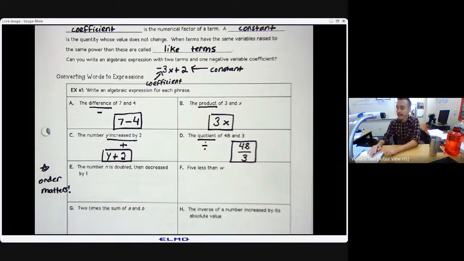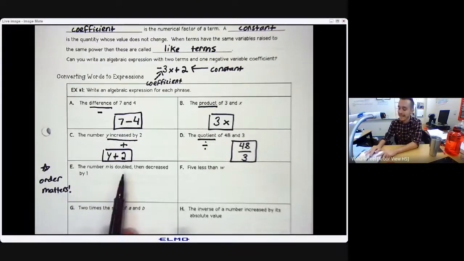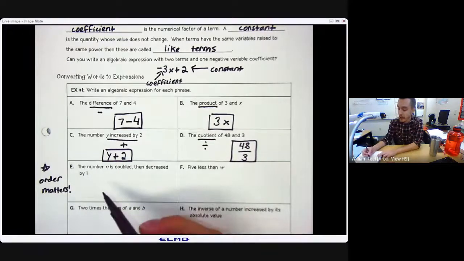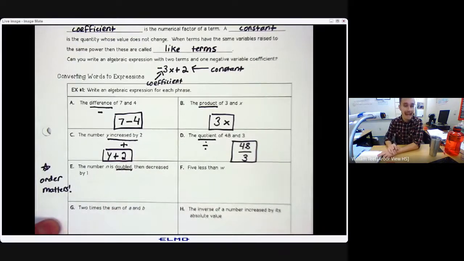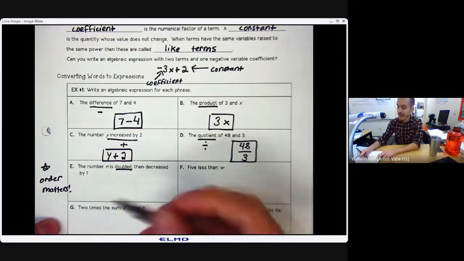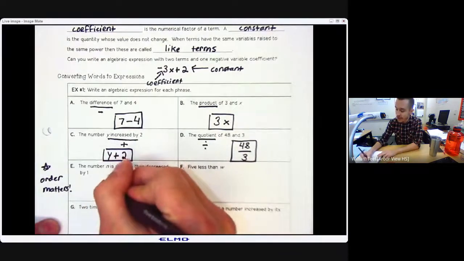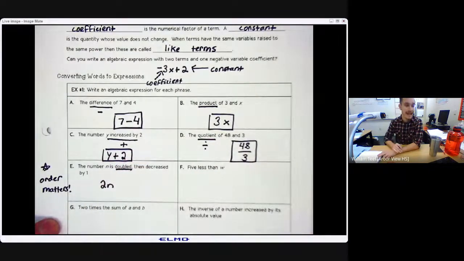expression. So for part E, we said the number n is doubled, then decreased by 1. So we have a couple different parts to this expression here. The first part, the number n is doubled. That means we are taking n and we are multiplying it by 2. We are doubling it. So the first thing I'm going to say is 2n because I'm doubling n.